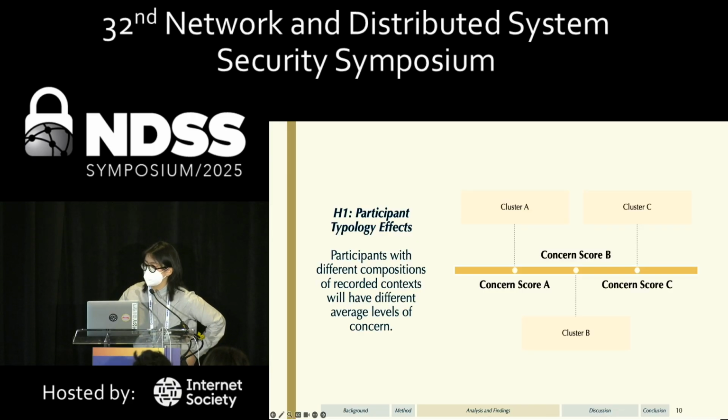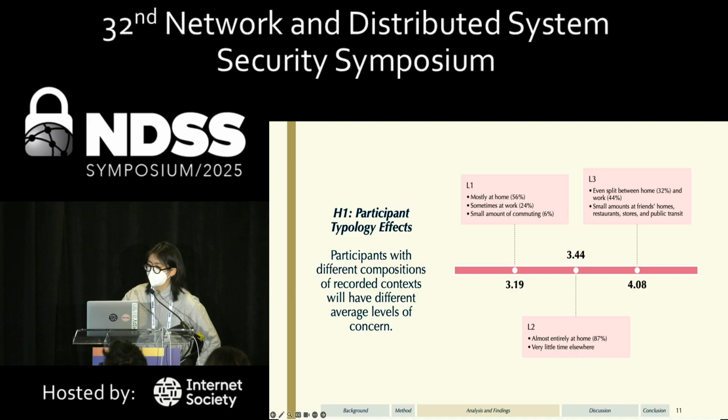With that out of the way, let's move on to our first hypothesis about participant typologies. So we clustered participants based on their distributions of recorded locations and activities, and then we looked at the average level of concern for each cluster. So for clustering based on participants' location, we saw three pretty distinct groups. L1 and L2 were a bit different, but both spent a lot of their time at home, and they had lower levels of concern. But then you can see in L3, they had a more even split between more locations.